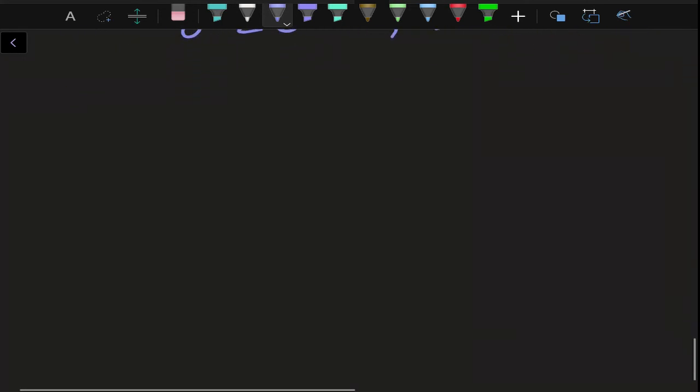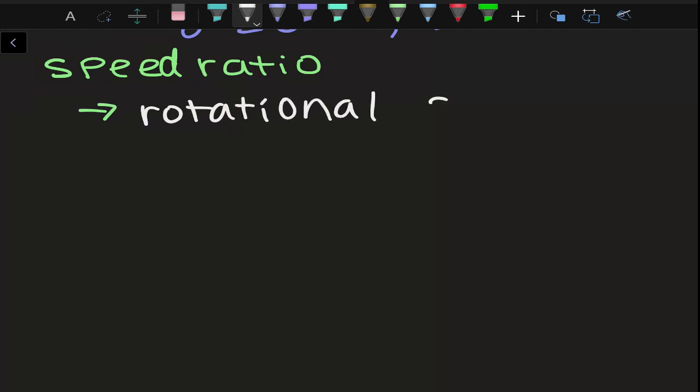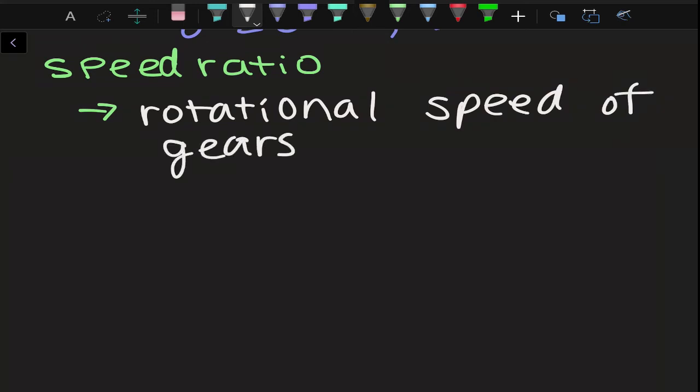The last thing we need to learn about is the speed ratio. Now, the speed ratio is something that we use when there are 2 gears in an aircraft component. The rotational speed of each gear is represented as the speed ratio. So, that's speed. This is rotational speed of the gears.